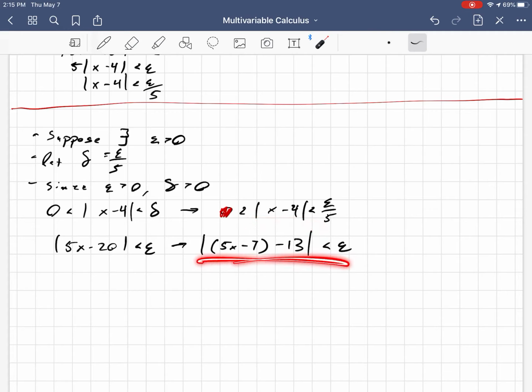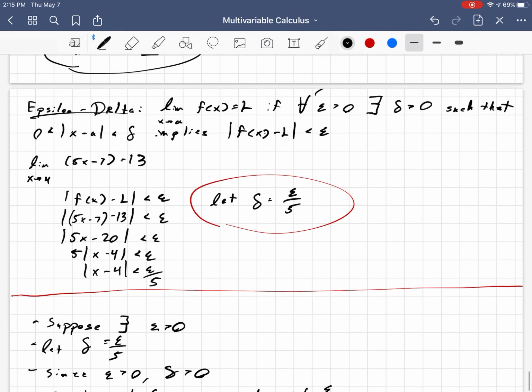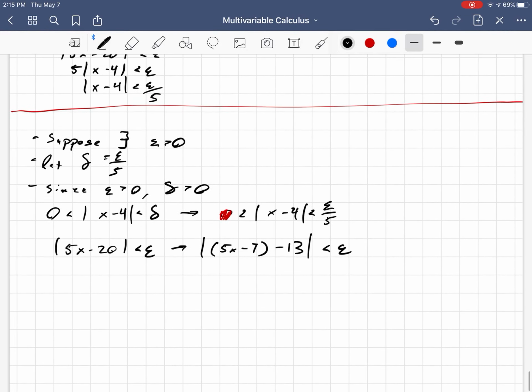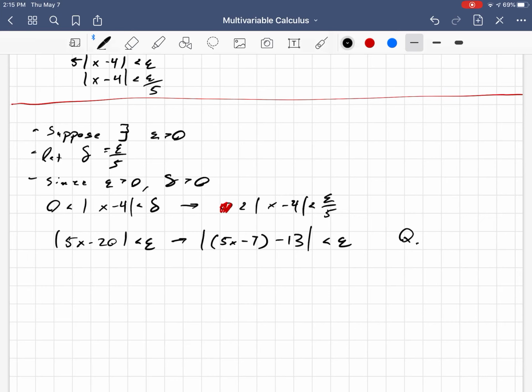And so since this here implies this here, then we have proven that the limit as x approaches 4 of 5x minus 7 is indeed 13.